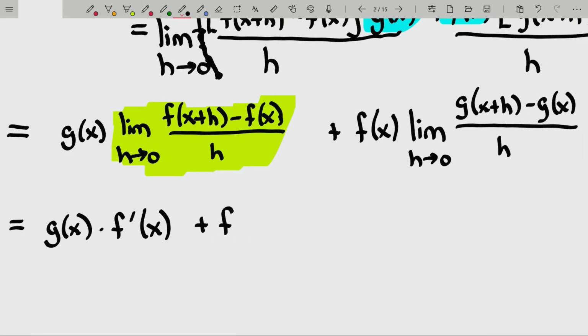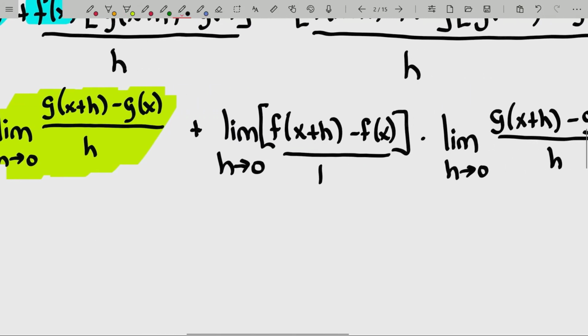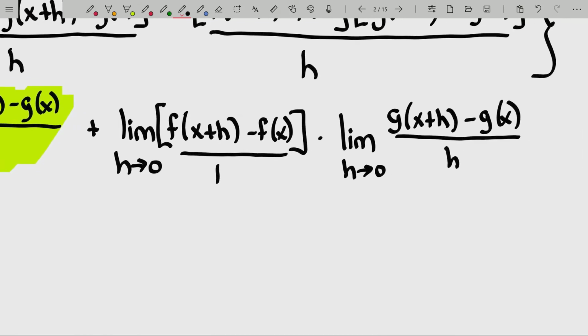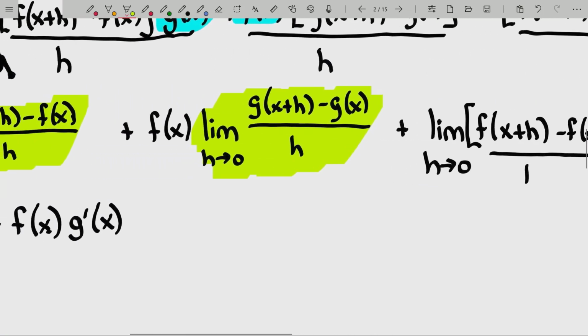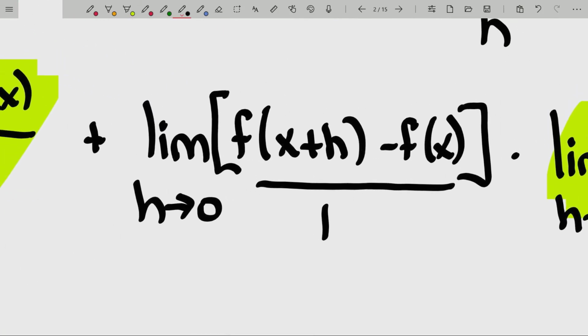And they also told me that g was differentiable. So this picture right here is also just going to turn into a beautiful g prime of x. Now, you can easily see since g is differentiable, this must be g prime, right? So I'm going to say plus something times g prime of x. And the big mystery is, what is this limit right here?